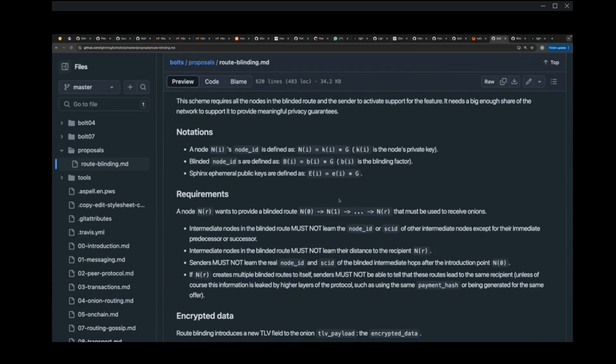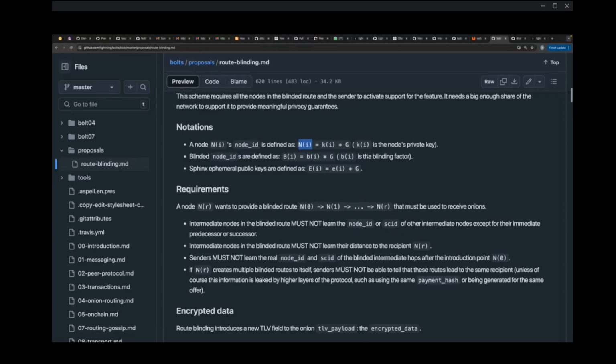If you have gone through the Mastering Bitcoin book, you would know that there is a generator point on the elliptic curve, which is multiplied by a number to get the private key. So as you can see, a node Ni is the node ID and Ki is the private key, which is multiplied by the generator point. A generator point is a public point which is known by everyone. The private key is obviously private, known only to the owner of the key, and the node ID is what we advertise as our alias on the network.